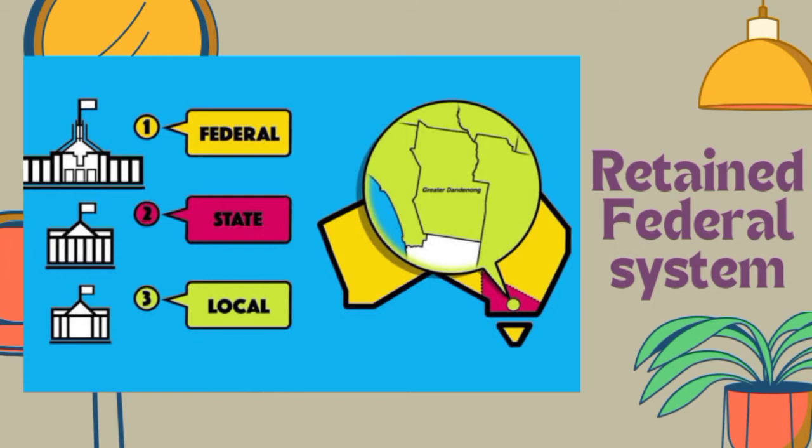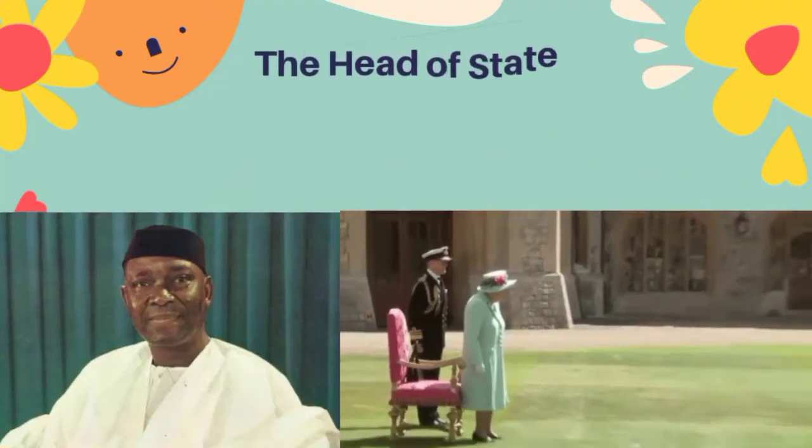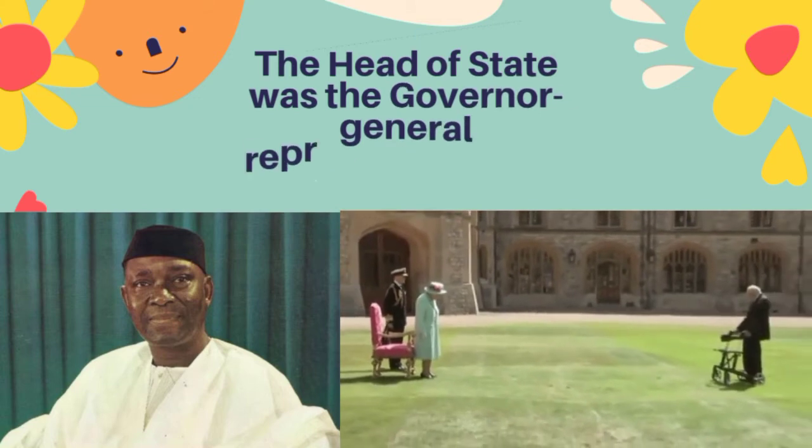The Constitution also retained a federal system. That is, a federal system of government was retained. So the arrangement of the 1954 Constitution was maintained, just that it made a provision for the position of a prime minister, which the earlier constitution didn't provide.